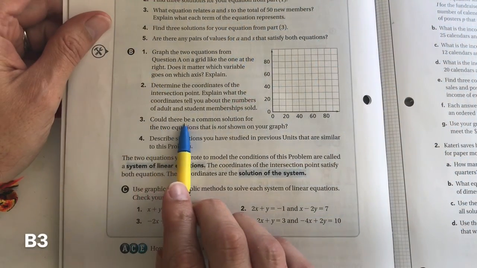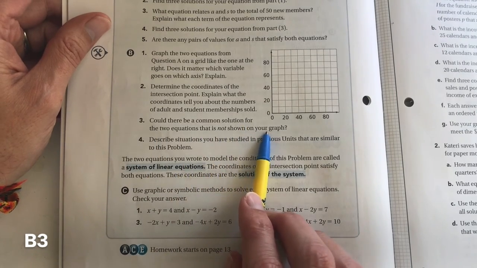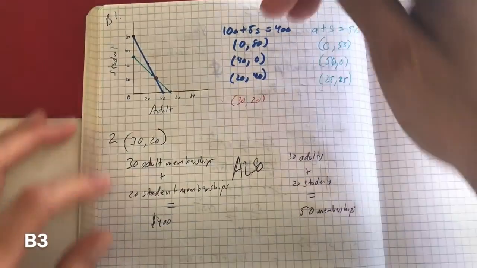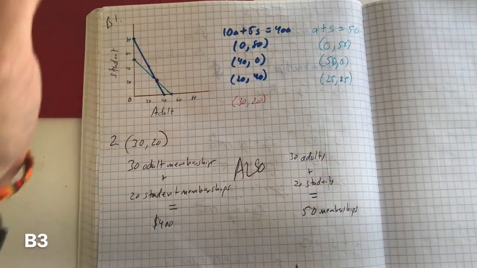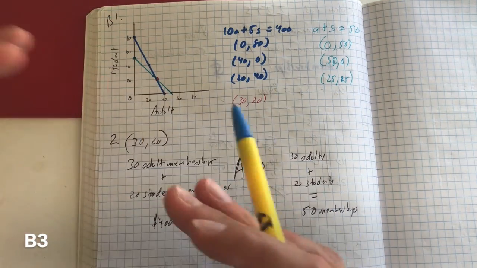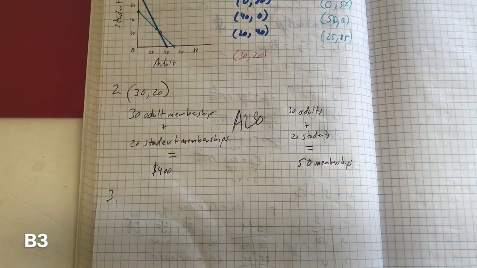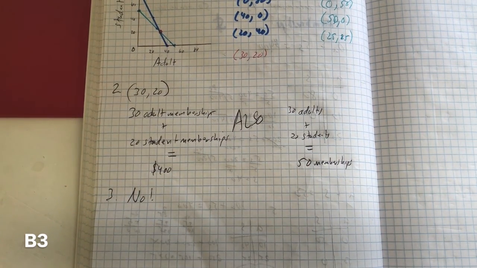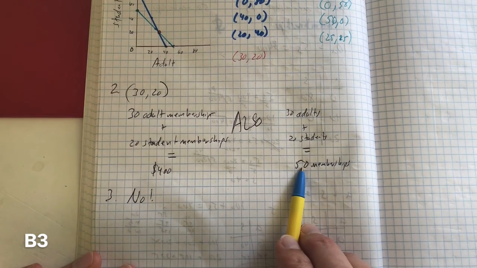B3, could there be a common solution for the two equations that is not shown on your graph? Meaning, could there be another situation where both of these equations would be satisfied? If you look at our graph, if we continue these on forever, the dark blue one going down here is going to get further and further down, further up there, and then the light blue one, there would be no other place that they would cross. So in this case, the question says, could there be one? No, there's not going to be another one. This is the only solution where the situation works, to have $400 made and 50 people participate in membership.